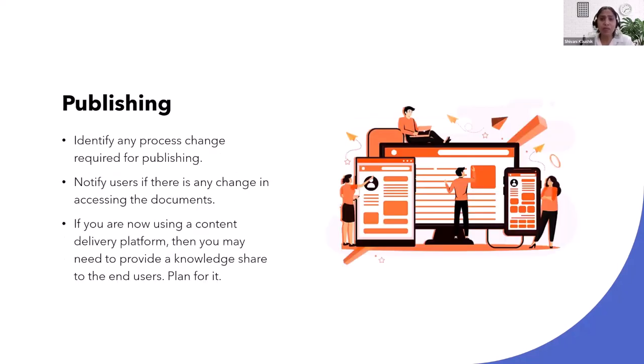Publishing. You have all your content set. Now think if any change is required in your publishing process. Identify any process change required for publishing. Notify users if there is any change in accessing the documents. If you are now using a content delivery platform, then you may need to provide a knowledge share to the end user, so plan for it. And publishing is the last step of the implementation. You have covered all the aspects now, you have all your planning complete and everything is done. Hooray.